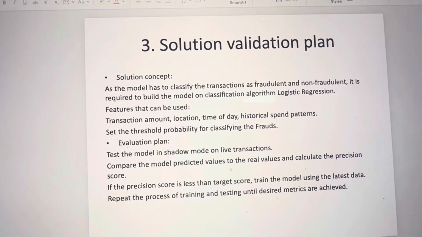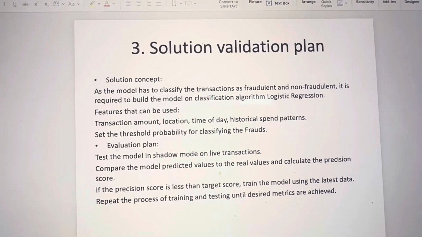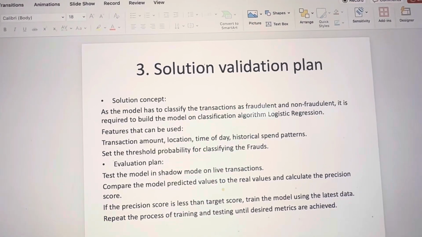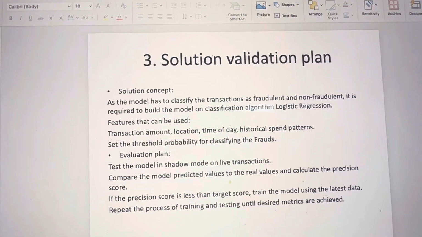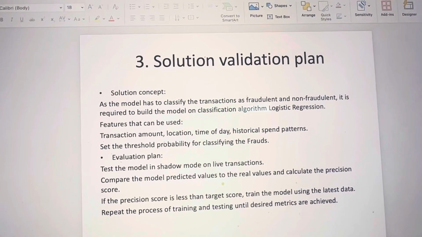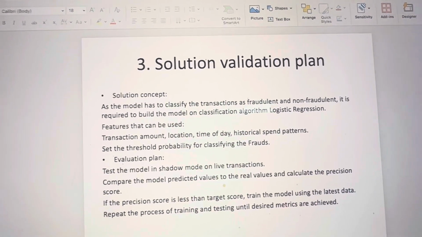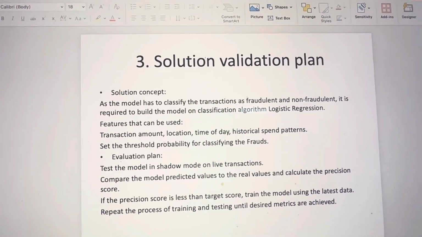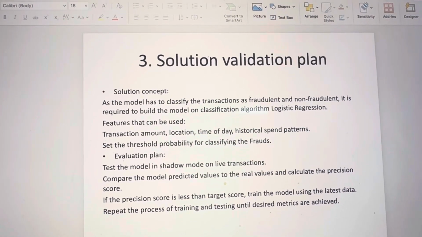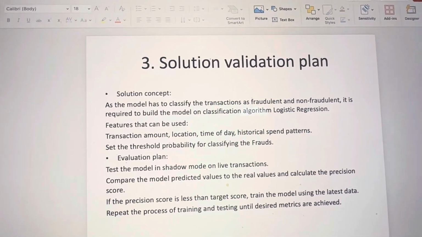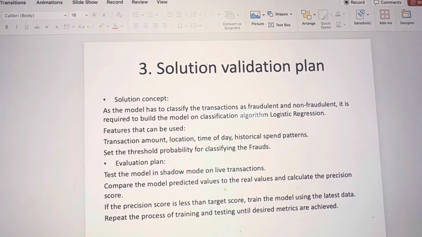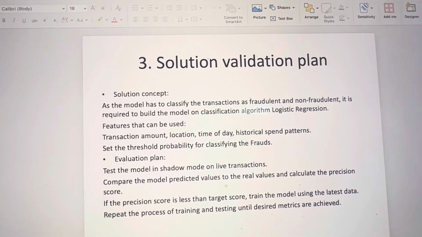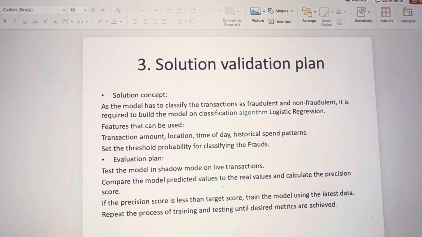And the next step is the solution validation plan. So for the solution concept, the main idea is that the model has to classify the transactions as fraudulent or non-fraudulent, so it comes under a classification algorithm. Also, we are going to use labeled data, so that is why we are going to use a supervised classification algorithm. And here I'm going to use logistic regression to build the model.